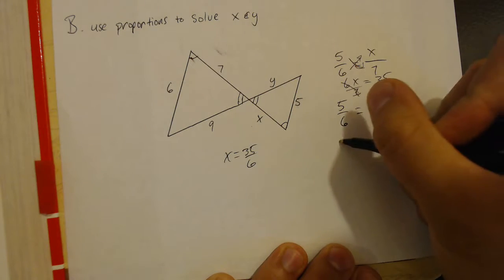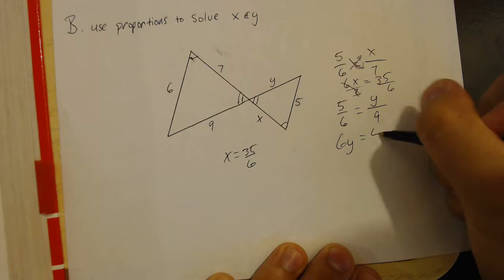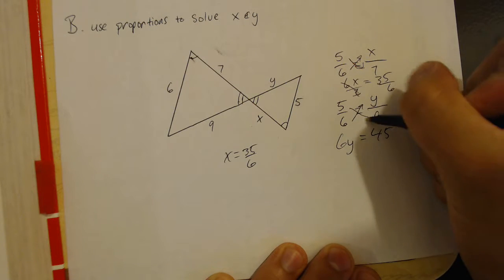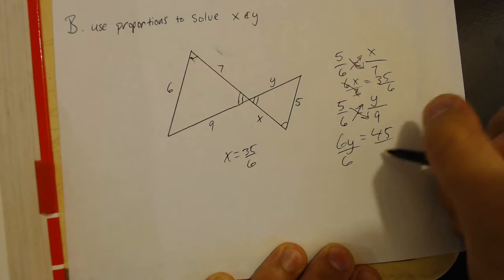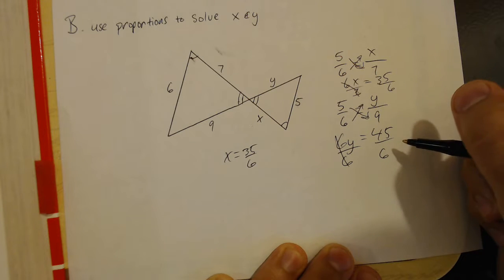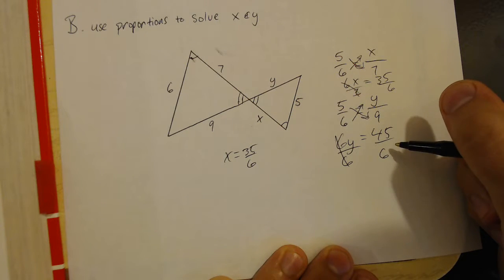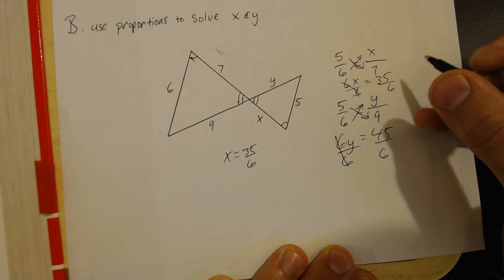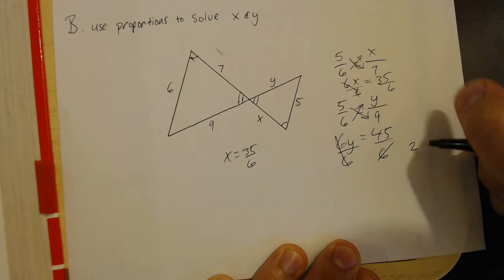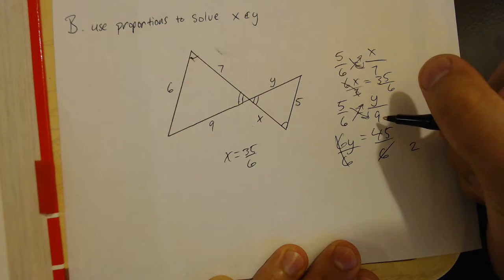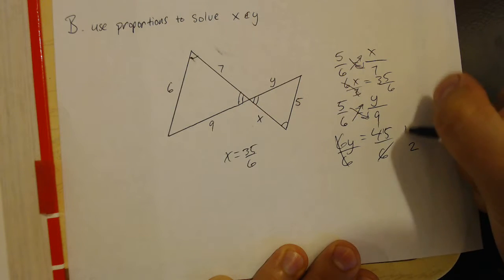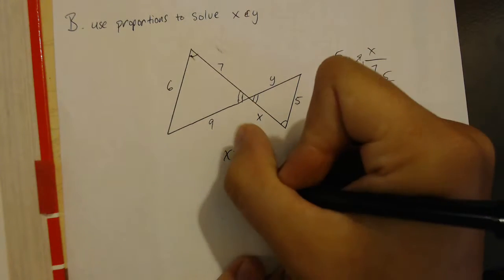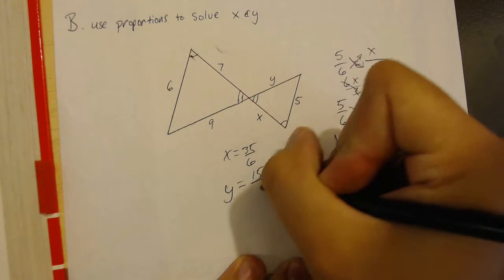The next one, cross multiply again, we get 6y equals 45. Divide each side by 6 again. And here we'll actually see that 45 and 6 are both divisible by 3. So we divide 6 by 3, we get 2. 45 we divide by 3, we get 15. So y is going to be 15 over 2.